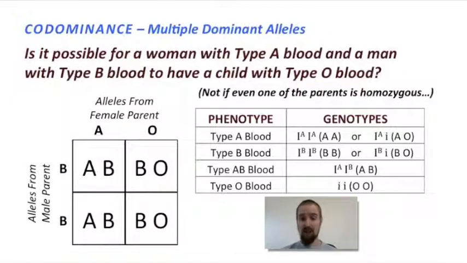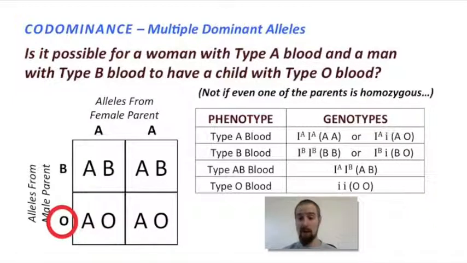The answer is also no if only one parent is heterozygous. In this case, even if the type A parent does have an O allele to pass on, the other parent does not, so it is still impossible for their offspring to inherit two type O alleles necessary to have type O blood. The same is true if only the type B parent is heterozygous.